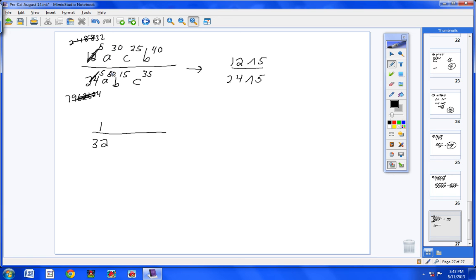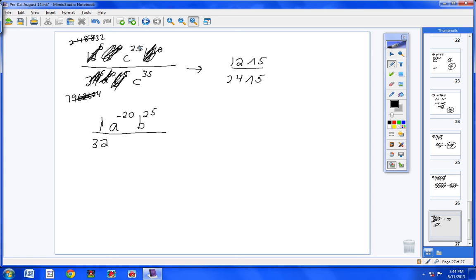Now, we have a to the 30 over a to the 50. Now, listen, students, we learned this about 15 minutes ago. Whenever you're dividing like bases, you write that base one time in the top, and you subtract the exponent. So 30 minus 50, negative 20. Now let's look at your b's. I have b to the 40 over b to the 15. While you're dividing like bases, you write the b once in the top, and you have 40 minus 15, the top minus the bottom. 40 minus 15 would give you 25.